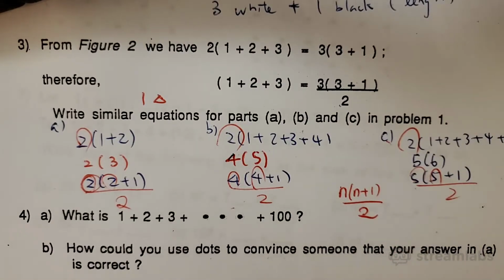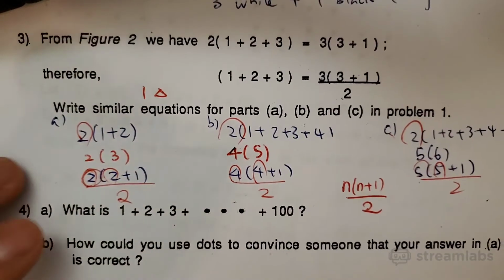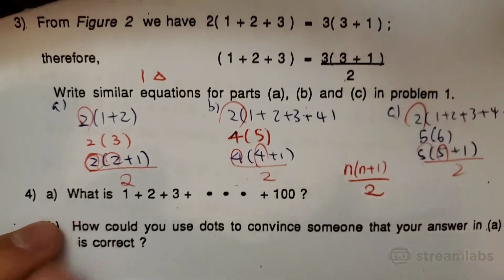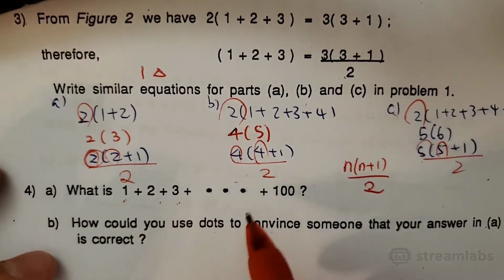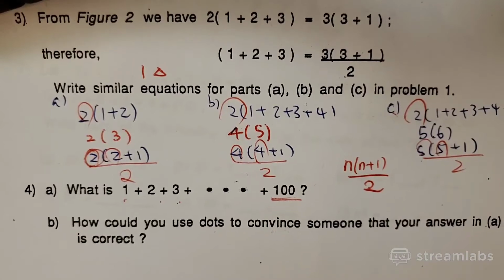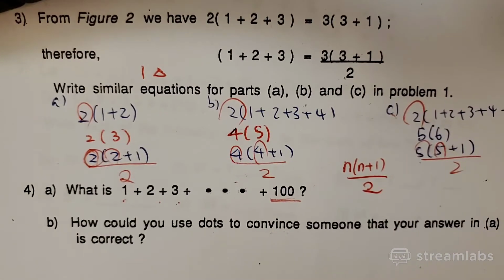Okay? So how could you use these dots to convince someone of the answer in A? So, which means, what is 1 add 2 add 3 all the way to 100? What is that? How can we use dots to convince someone that is true? Have an idea?